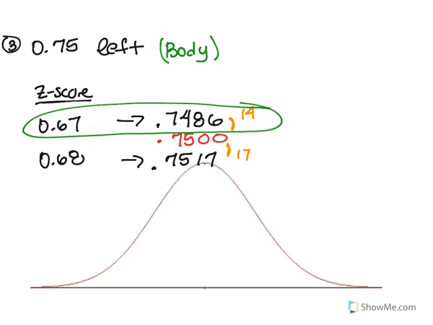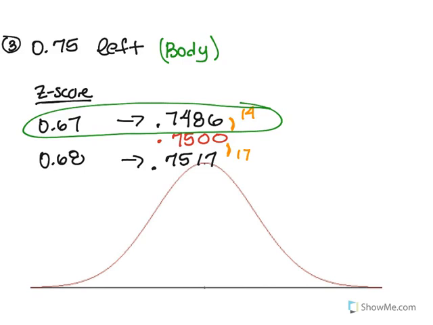Now, it says that this measurement is to the left. Does that have a negative z-score or a positive z-score? Negative? Everyone agree it's negative? Like the area of .75 is to the left, so the number will not be positive. Thank you, baby. Very good.